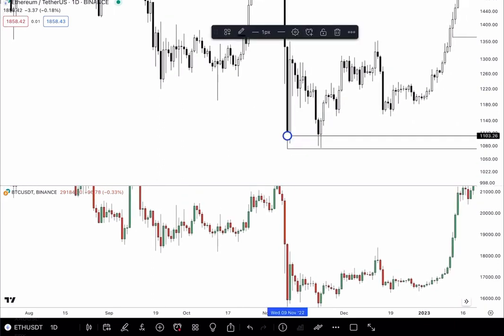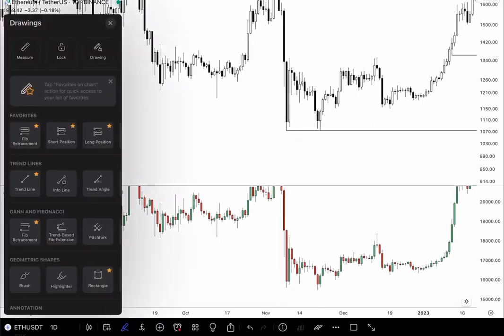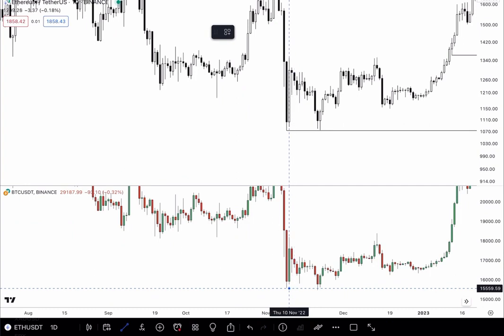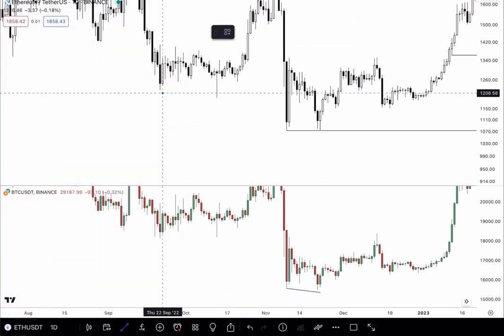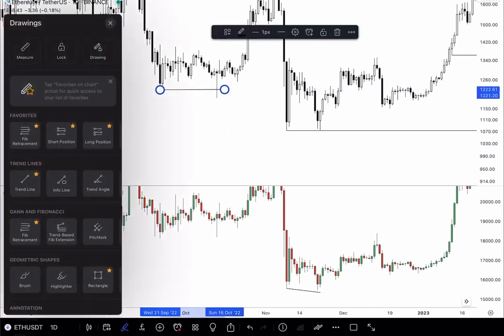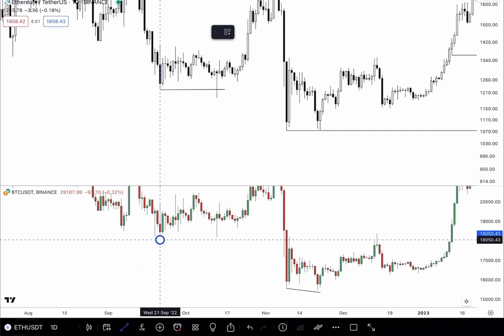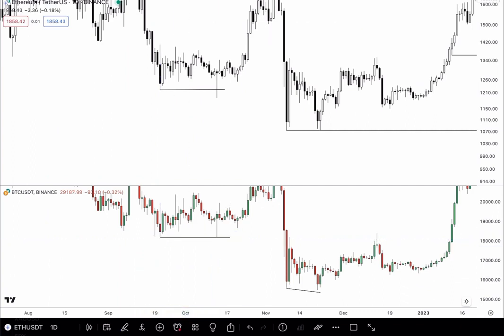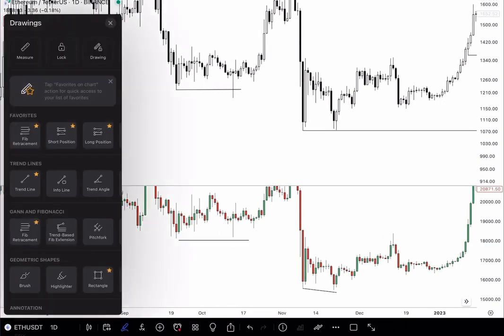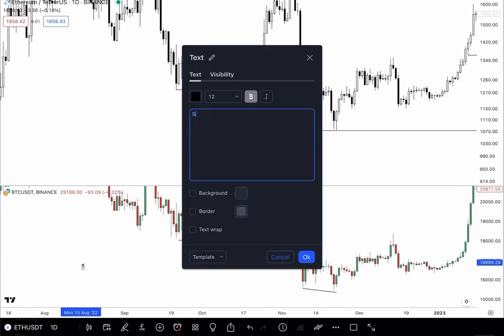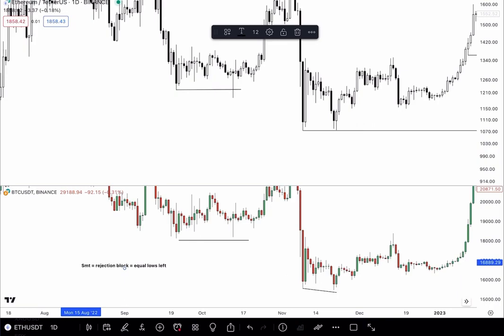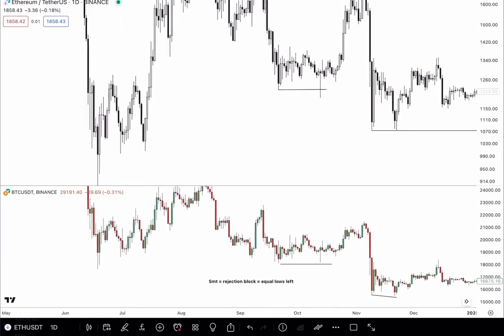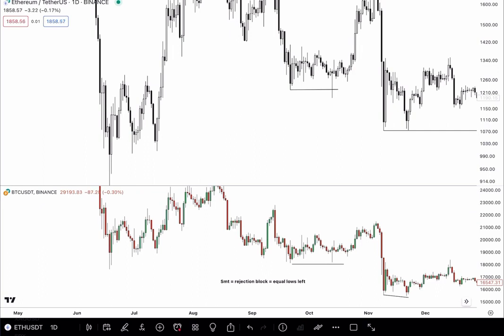Right? You got an SMT right here. And you got, in Ethereum, by the way, an SMT here, which held the rejection block over here. So why did it leave equal lows? Because of the SMT, right? SMT equals rejection block equals equal lows left, right? That one is for your notes.